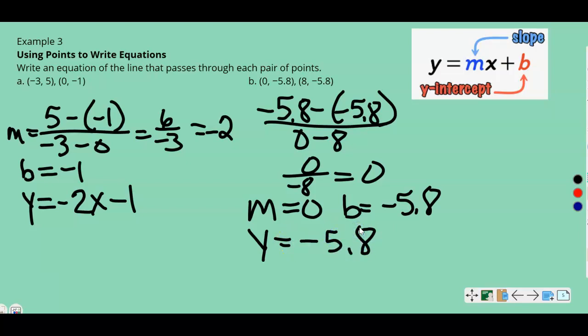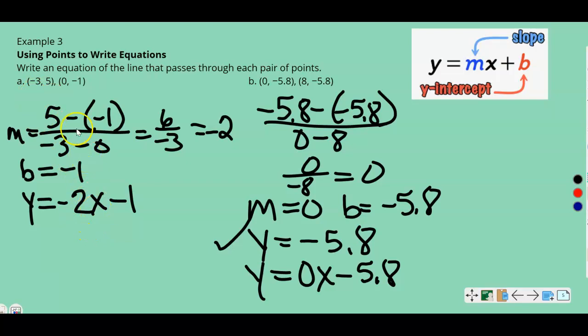And again, this is the best way to write it, but if you write 0x minus 5.8, that is also acceptable. That would also be correct. Just when this is 0, you don't even have to write it. All right, again, take your 2 points, plug those in and check it. Make sure you got the right equation. And let's do that quickly right now.